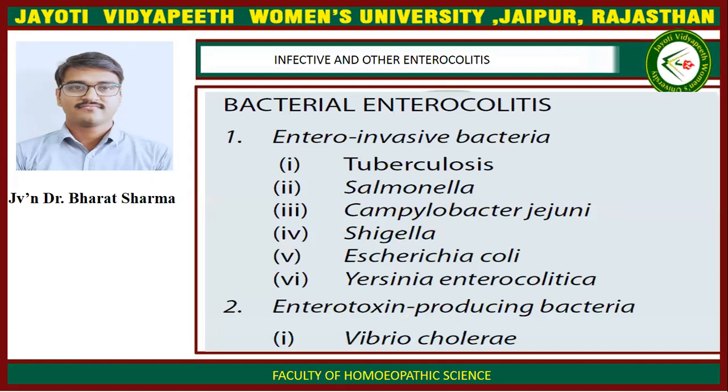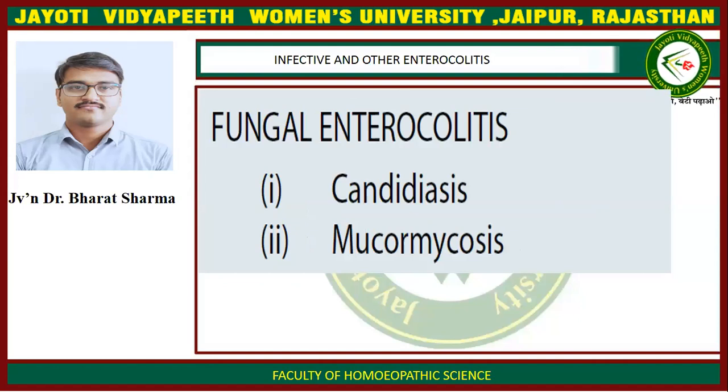First is bacterial enterocolitis and its causative bacteria. First is enteroinvasive bacteria. Examples are tuberculosis, Salmonella, Campylobacter jejuni, Shigella, Escherichia coli, and Yersinia enterocolitica. Second is enterotoxin producing bacteria. Examples are Vibrio cholerae. Fungal enterocolitis is caused by either candidiasis or mucormycosis.